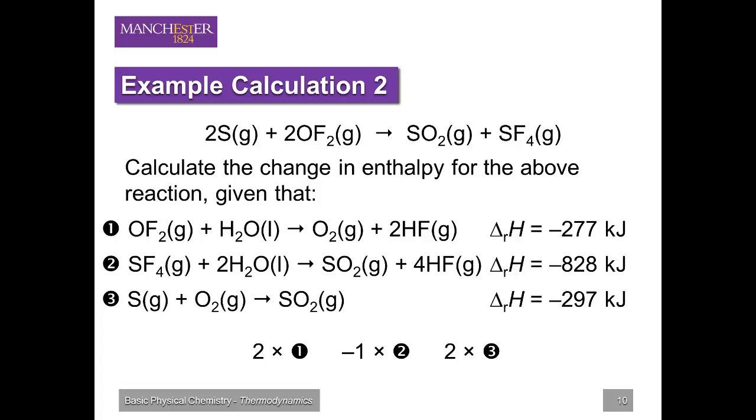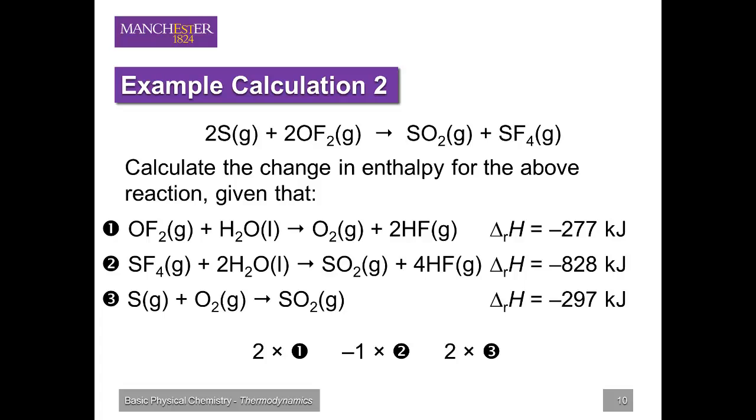For equation 3, we convert 1 mole of sulfur gas to products, and again this is the only equation that contains sulfur. We need to convert 2 moles of sulfur gas to products, so consequently we need 2 lots of equation 3. So in summary, we need 2 lots of equation 1, -1 lot of equation 2, and 2 lots of equation 3.